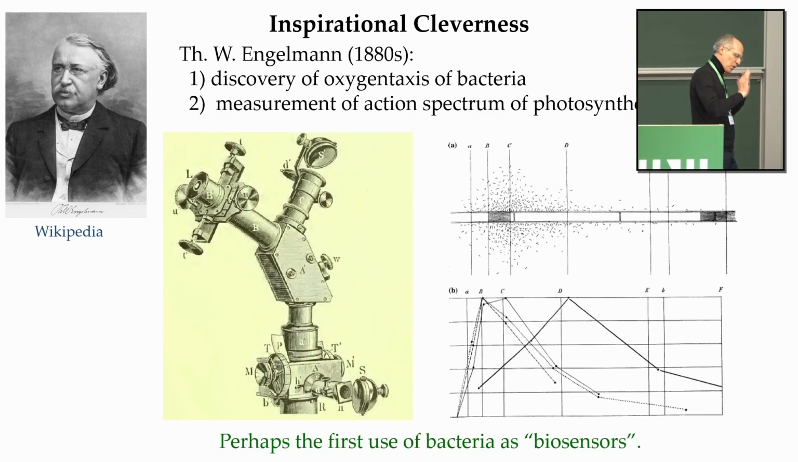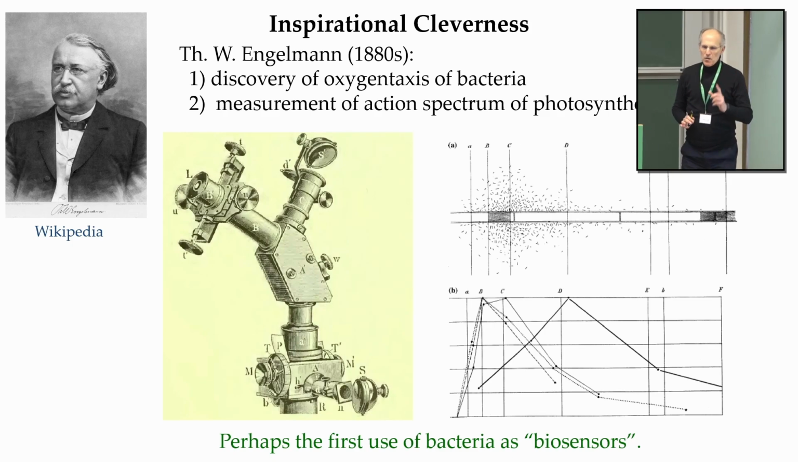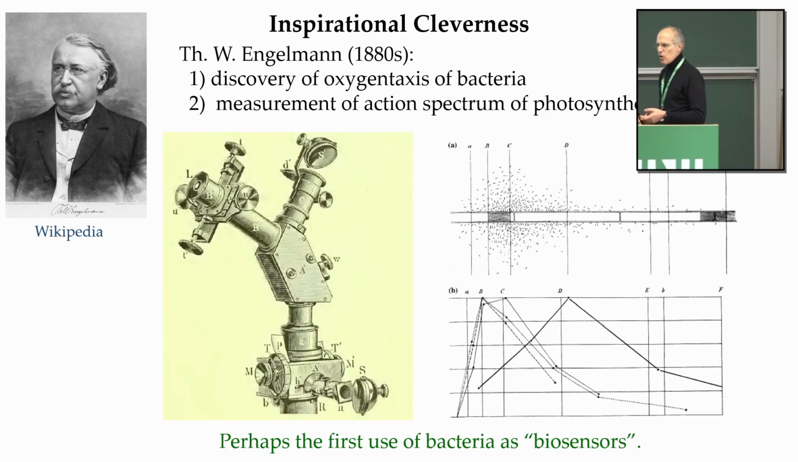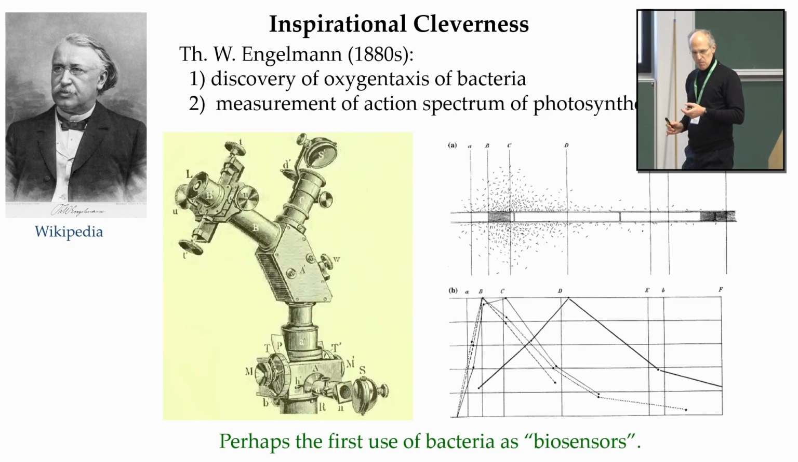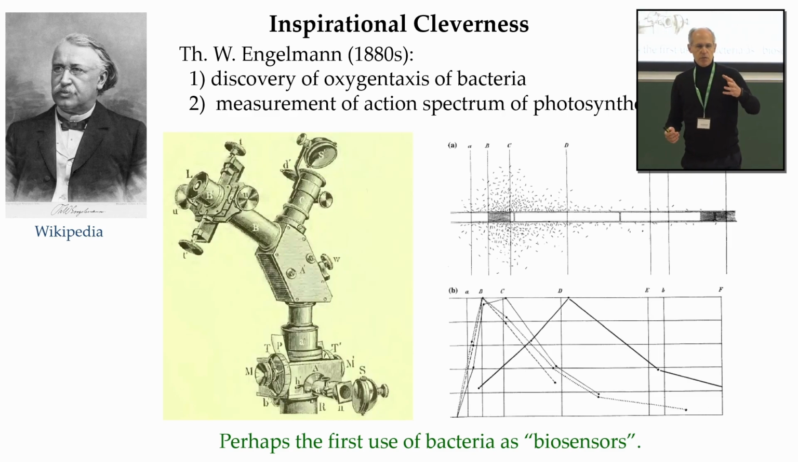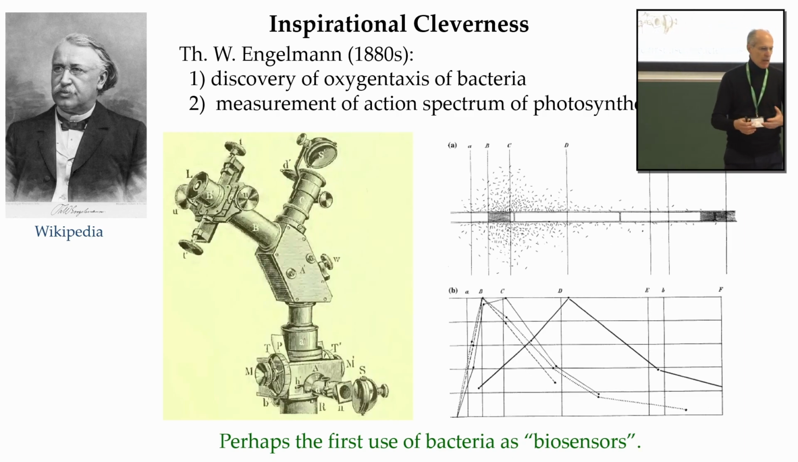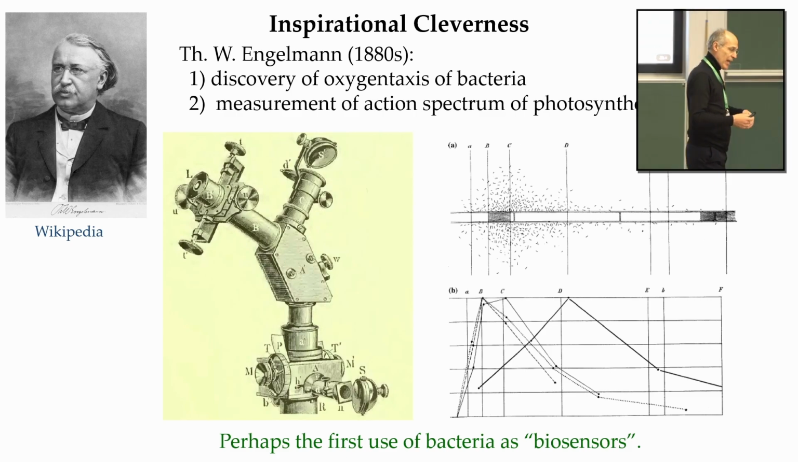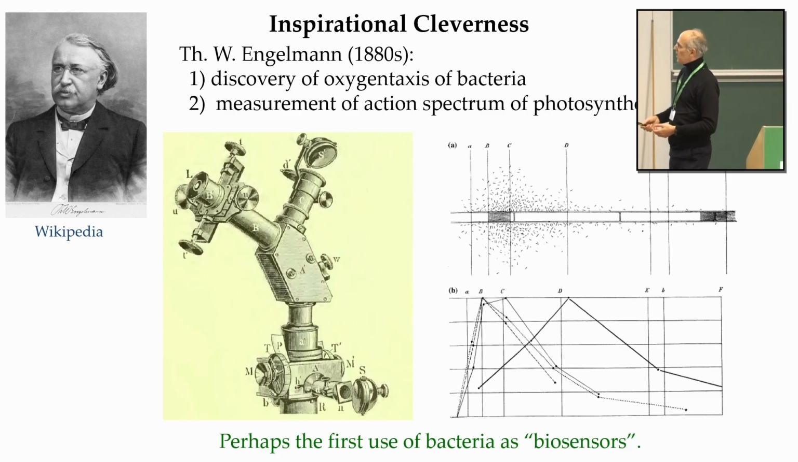But then the super clever thing that he did was to figure out a way to measure what is called the action spectrum of photosynthesis. You may know that the photosynthetic apparatus in photosynthetic organisms is sensitive to different colored lights, mostly in the blue and a bit in the red. And there was a lot of discussion in that period of time about what is the exact response of that photosynthetic apparatus to different wavelengths of light. And so he came up with the following, I think, brilliant idea.